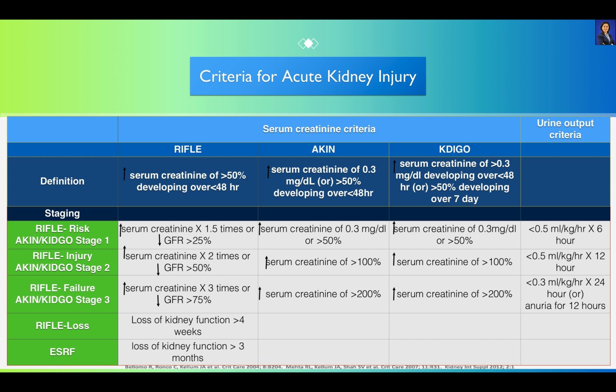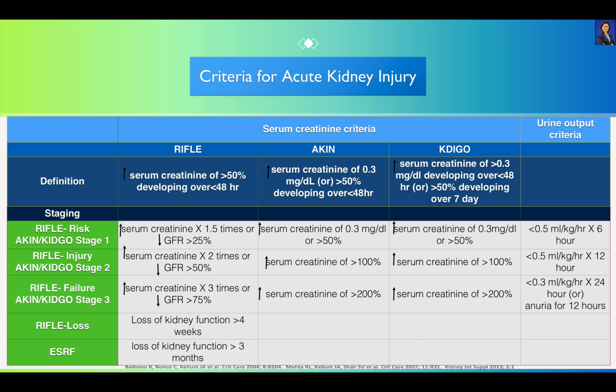In stage 2, creatinine will be twice as high. GFR starts to be reduced by more than 50%, with acute onset. Urine output will be less than 0.5 ml per kg per hour for 12 hours. In the failure stage, creatinine is more than 3 times higher and GFR is reduced by more than 75%.